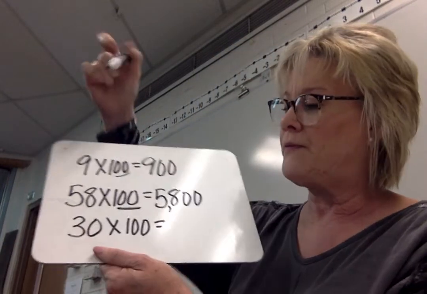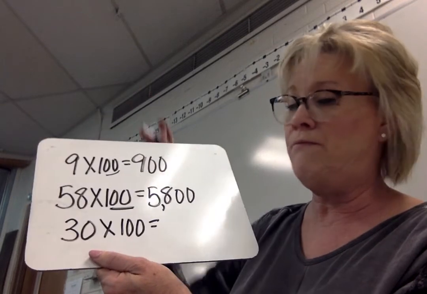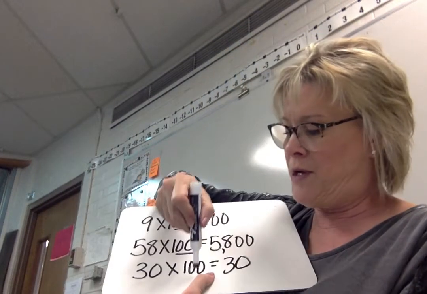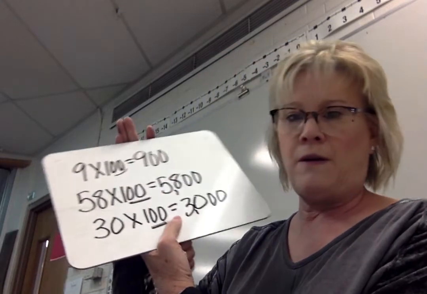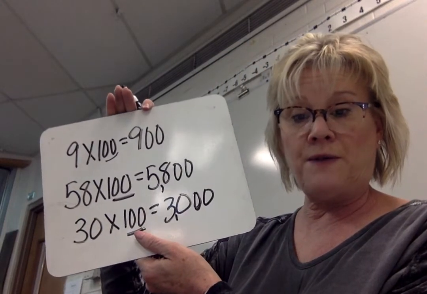Now I'm going to do 30 times 100. What's 30 times 1? 30. And how many zeros am I going to add? Right, 2. So my answer now is 3,000.